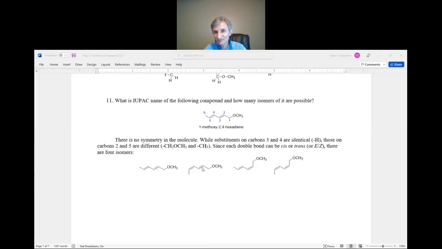And note 2E,4Z is different from 2Z,4E. If they're identical, then there are three isomers. So when looking at the number of isomers, that's usually where the trick is. Compare whether EZ is identical to ZE. And then we have ZZ, 2Z,4Z. So in this case, there are four possible isomers.